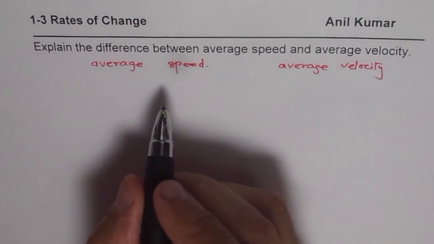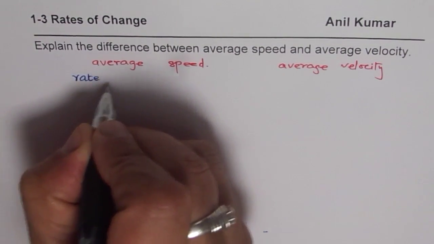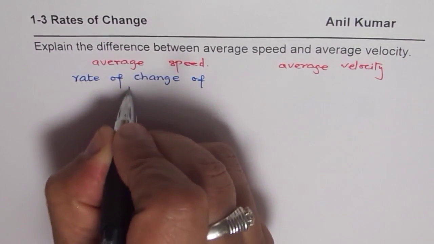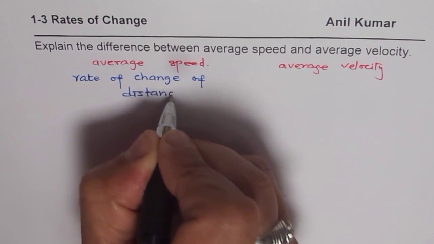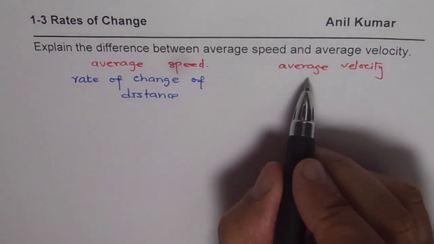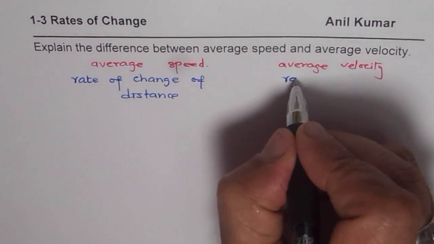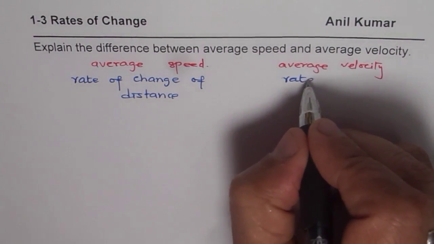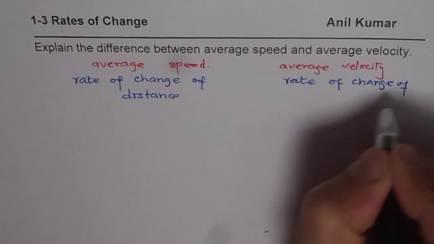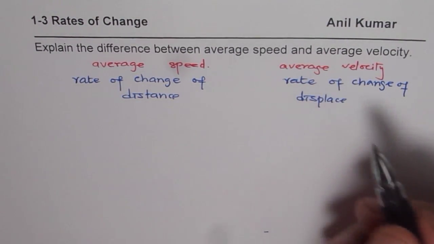Average speed is actually rate of change of distance. Whenever we talk about speed, we are talking about rate of change of distance. And whenever we are talking about average velocity, we are talking about rate of change of displacement. Let me write down these terms very clearly for you. Now, what is the distance and displacement difference?